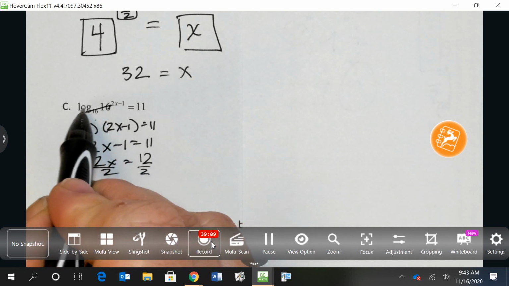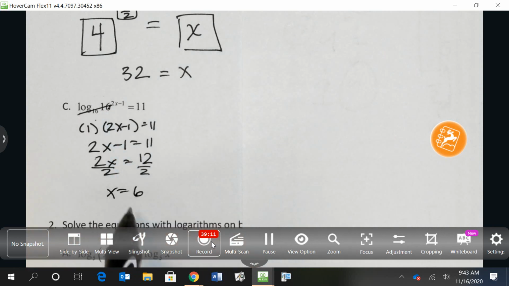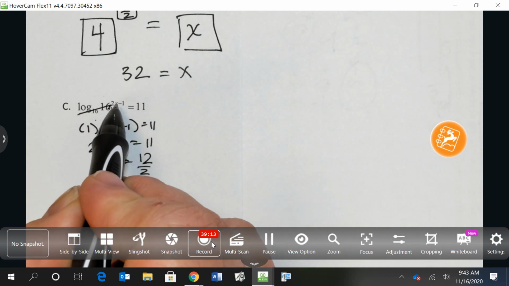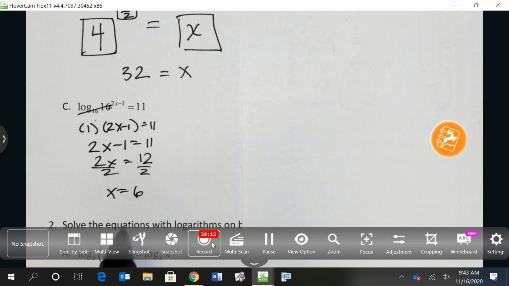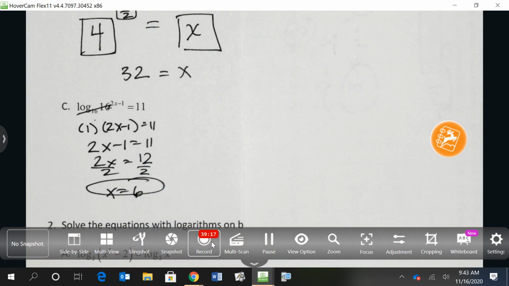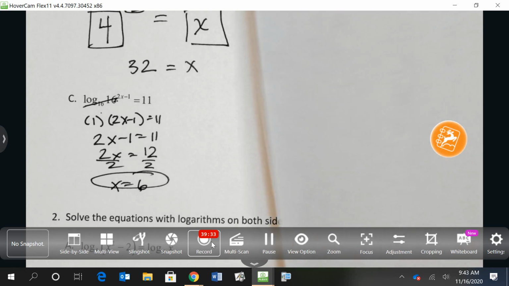Well, let's check here. We know this simplifies to 1. 2 times 6 is 12. 12 minus 1 is 11. 11 equals 11. Please put an E into the chat if you would like me to re-explain that problem. Waiting to see if anybody put an E in there. Okay, we're going to move on.